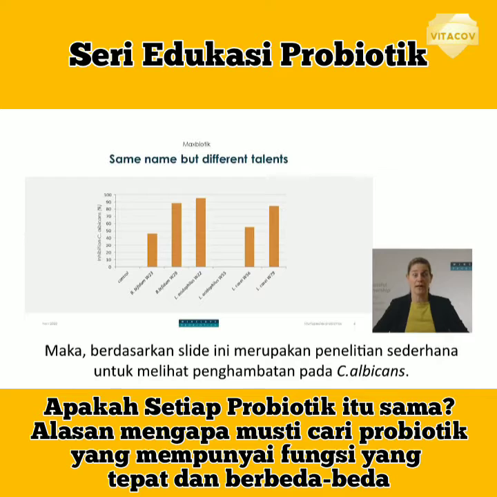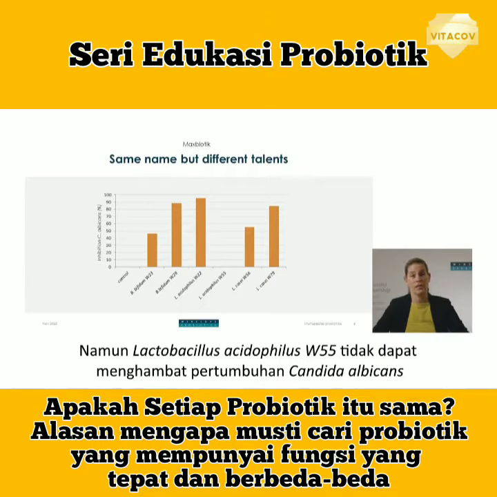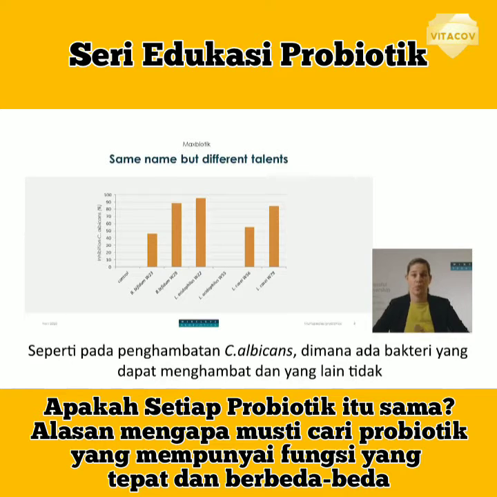If we look at this slide, it's quite a simple experiment, and we look at the inhibition of Candida albicans. As you can clearly see, the Lactobacillus acidophilus W22 is very well able to inhibit the growth of Candida albicans. However, the Lactobacillus acidophilus W55 is not at all able to inhibit the growth of Candida albicans. This shows you that these bacteria can have the same name, but that doesn't mean that they have the same properties. In this case, one can inhibit Candida albicans, the other can't.